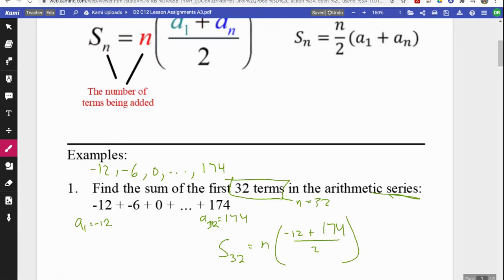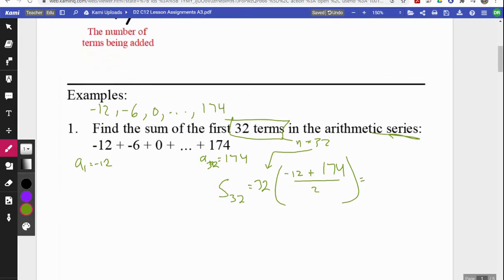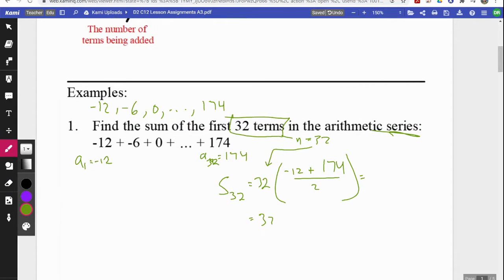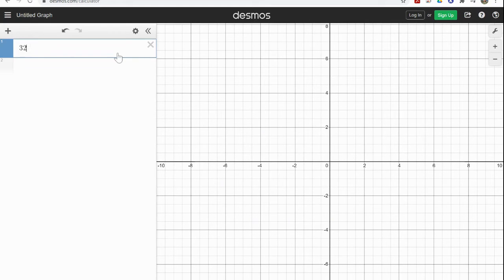Okay, and so into the calculator we go. -12 plus 174 is 162, divided by 2 is 81, and we have n, forgot to put that in, is 32. So ultimately, if you put this into the calculator, you'd get 32 up front times 81. And 32 times 81 is 2592.